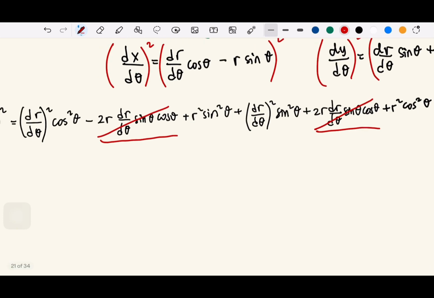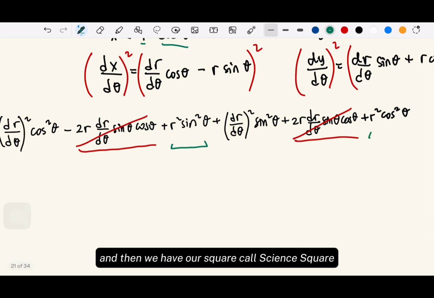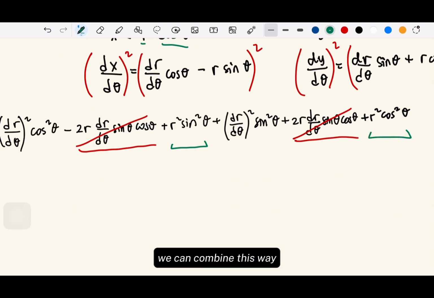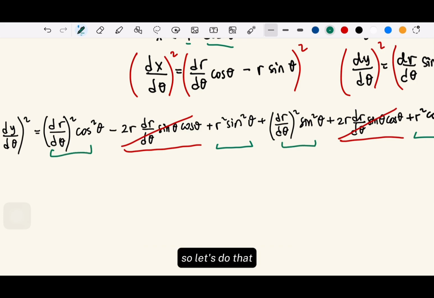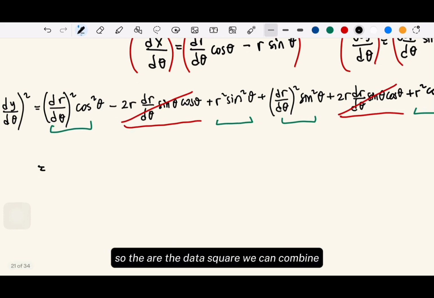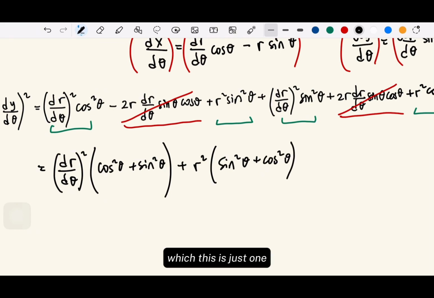And then in another form, look at, we have sine squared, r squared, and then we have r squared cosine squared. We can combine this, right? We can also combine this with this. Okay, so let's do that. So dr d theta squared we can combine, which this is just one, right? This is also one.